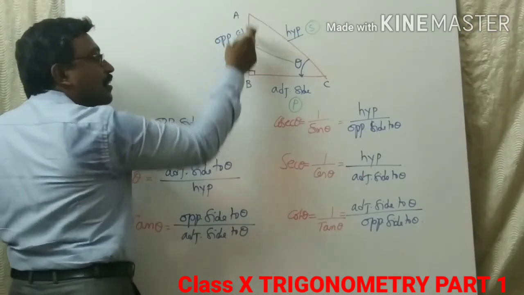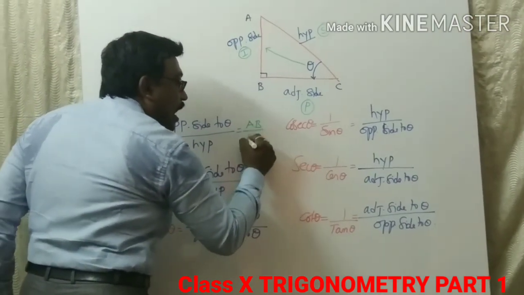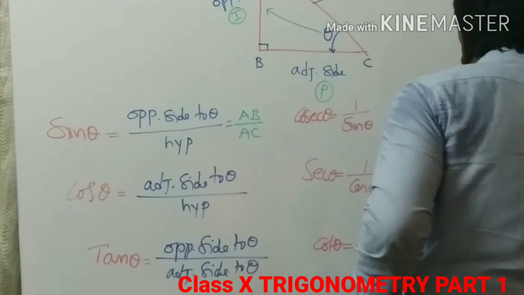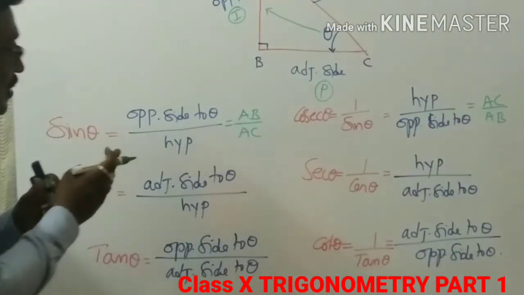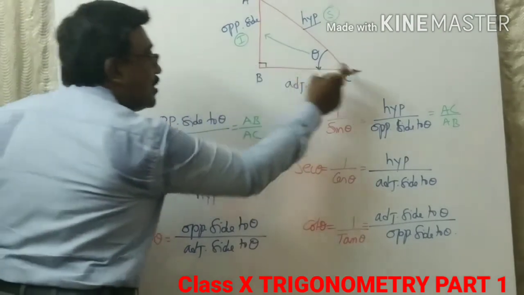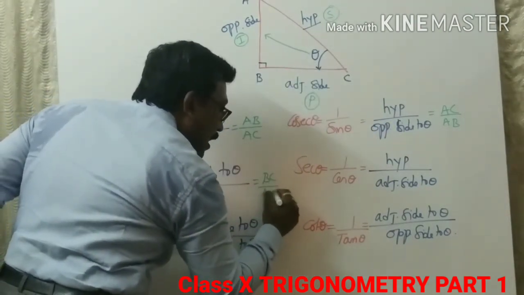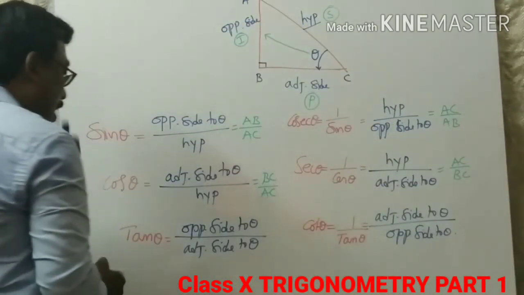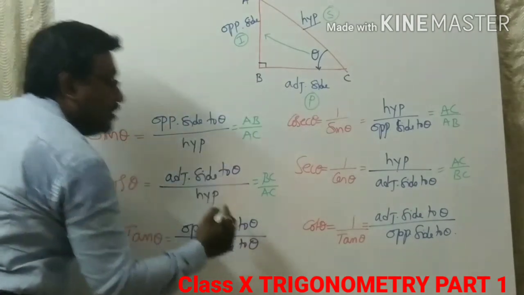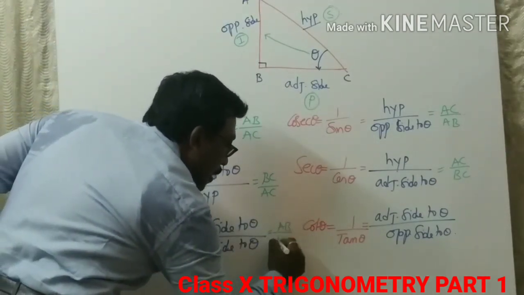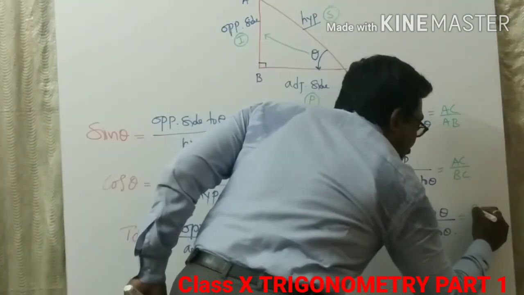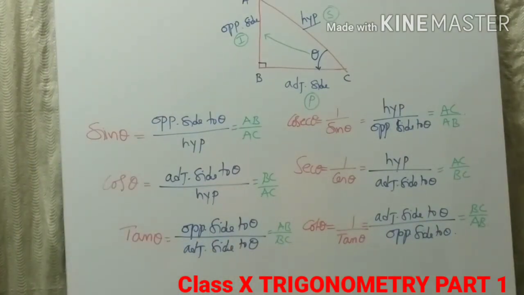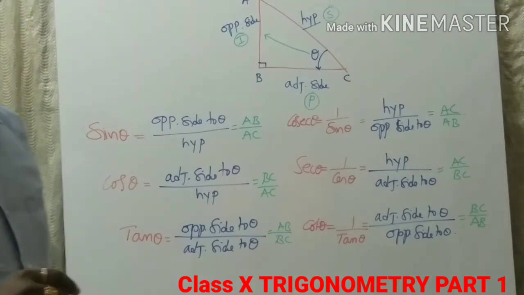Now come to this, opposite side to theta by hypotenuse. Opposite side to theta is nothing but AB. By hypotenuse is AC. Its reciprocal is AC by AB. Now come to the second part. Adjacent side to theta by hypotenuse. Adjacent side is BC by AC. And its reciprocal is AC by BC. And tan theta is opposite side by adjacent side, that is AB by BC. Its reciprocal is BC by AB. Now, these 6 ratios are called trigonometric ratios.